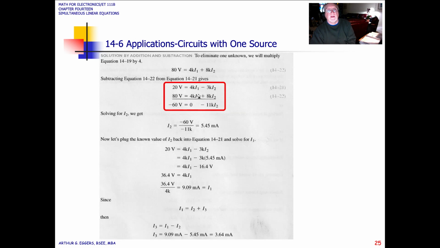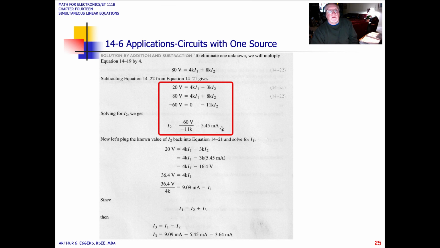Subtracting the expression with 4K and 3K from the one that we just massaged by multiplying through by 4, we end up with minus 60 volts, and 0 for the I1 terms. Those were the terms we were hoping to cancel out by multiplying by the 4, and then minus 11K I2. So at this point, we have only one current of interest, I2. We can rewrite this as I2 is equal to minus 60 volts divided by 11K, which gives us 5.45 milliamps of current.